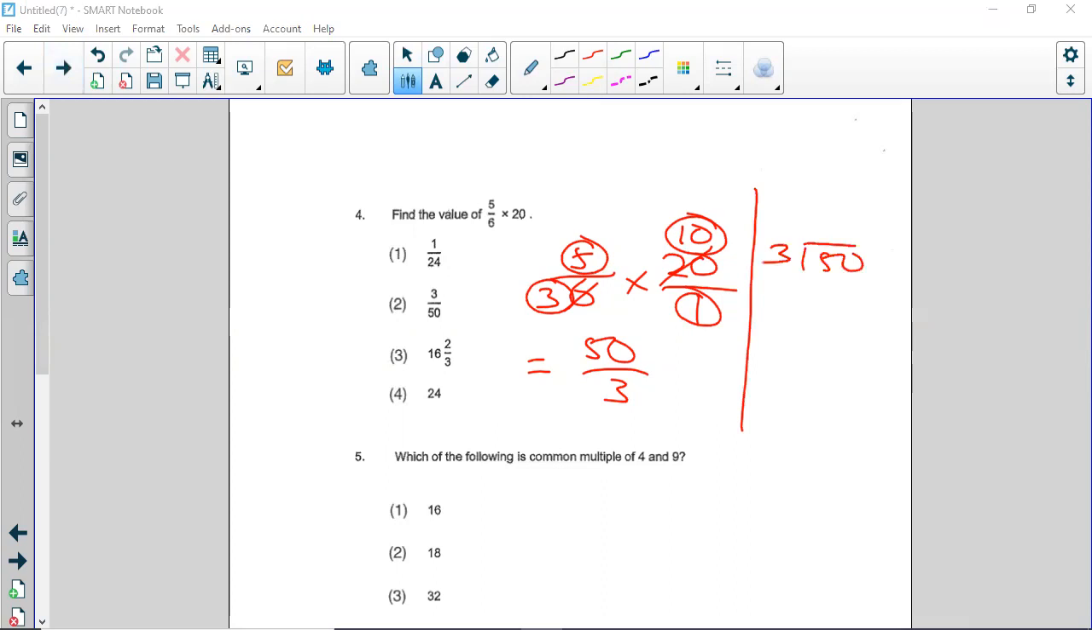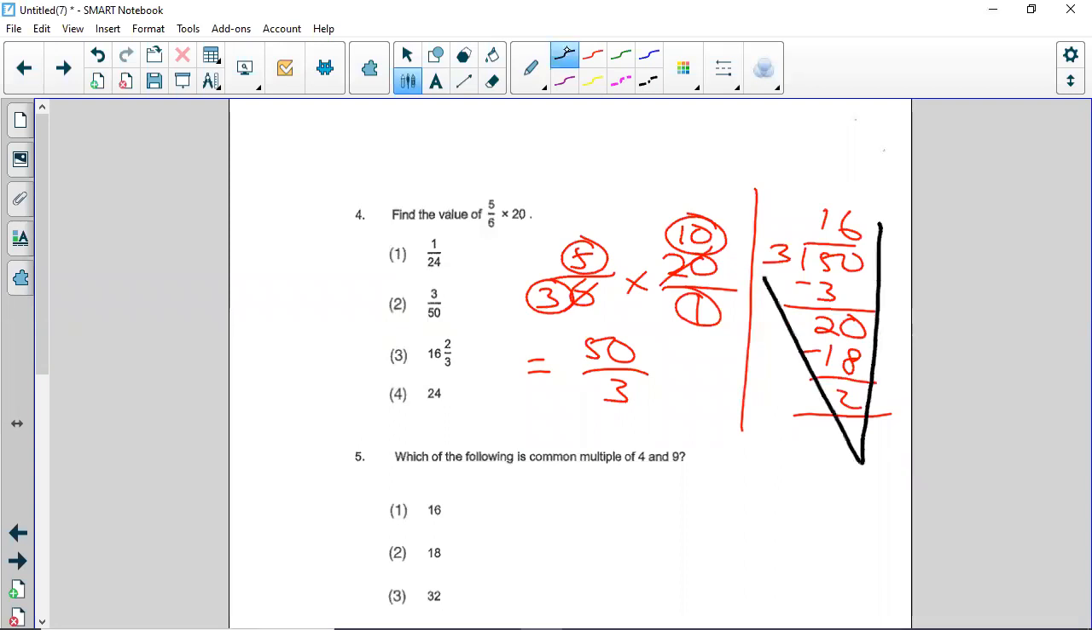So you take 1 times 3, and then you minus. Put the 0 down, and 6 times 3, 18, and that's a remainder 2. Okay, how do you get your mixed number? If you forget how to get the mixed number, you can do something like this, a triangle, right? So 16 and 2/3, that's your mixed number.